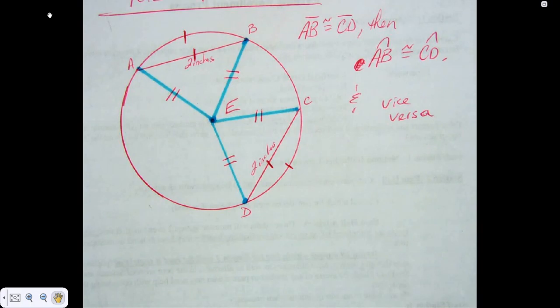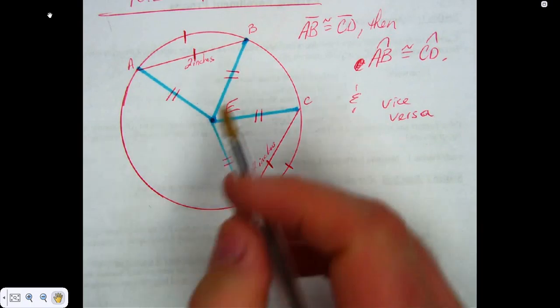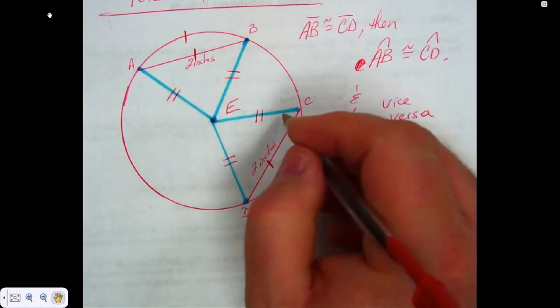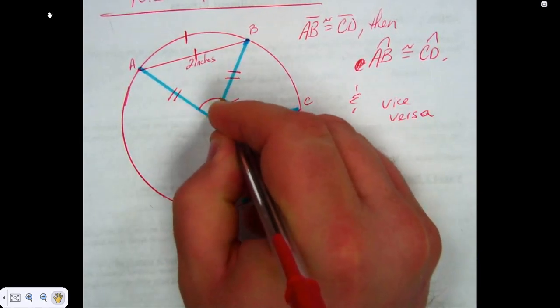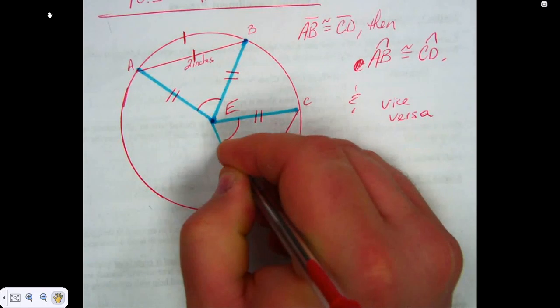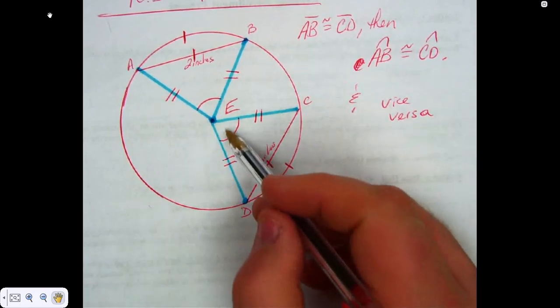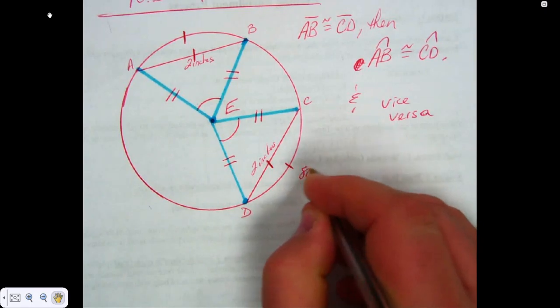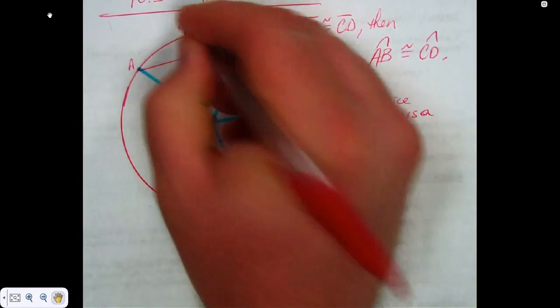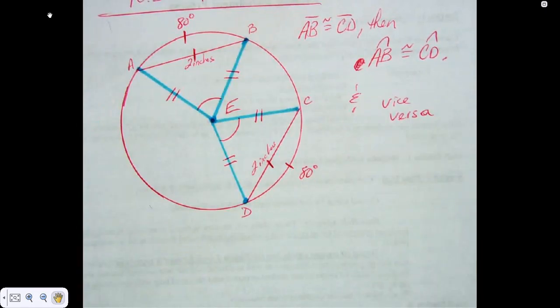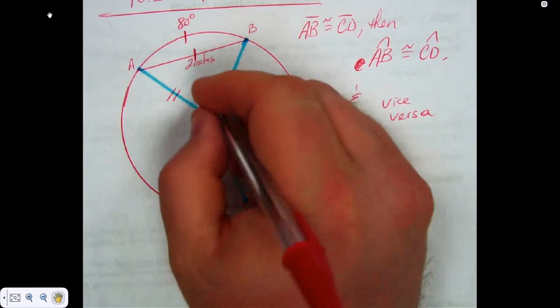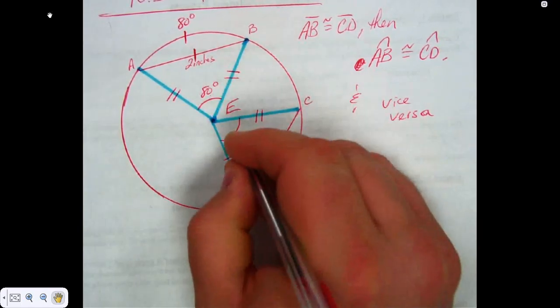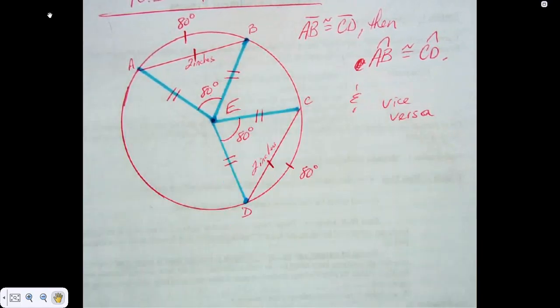But you don't even need to go that far, do you? What I'm trying to get you to realize is that since those arcs are congruent, isn't that angle going to be congruent to that angle? Because it's the central angle that contains this arc. So if this arc was 80 degrees, this arc would be what? 80 degrees, wouldn't it? What would it make this angle? 80 degrees. What would it make this angle?